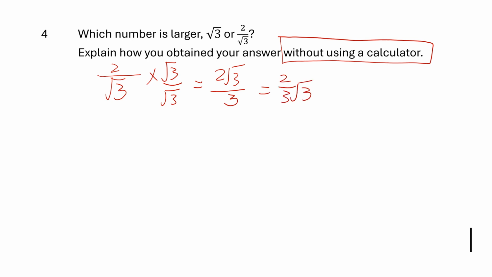Alright, then you compare 2/3 square root 3 with square root 3. Square root 3 means 1 square root 3. So obviously 2/3 times square root 3 is less than. So it just says that since 2/3 times square root 3 is less than square root 3, because square root 3 is 1 square root 3, right? So 2/3 is less than 1, right? So therefore, we conclude that square root 3 is larger.